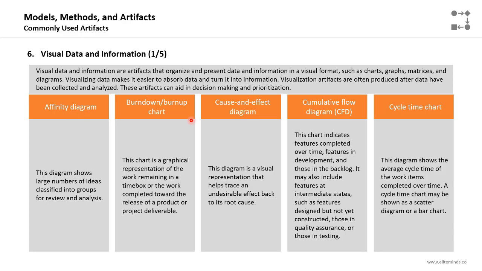The burn down or the burn up charts are very commonly used, especially in Agile projects. This chart is a graphical representation of the work remaining in a time box or the work completed toward the release of a product or project deliverable.